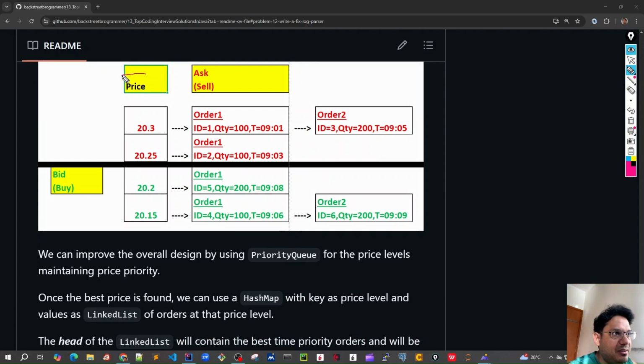So in this design, the price would be used only for the PriorityQueue. Once the best price is found, we can use the hash map, right? We are creating a hash map with the key as the price and the value as a complete doubly linked list having all these orders in the chain. And when we are trying to match, we always know that at the head is the best time priority available at that price. So it is much easier to use the linked list data structure, as getting the head of the linked list is O(1).